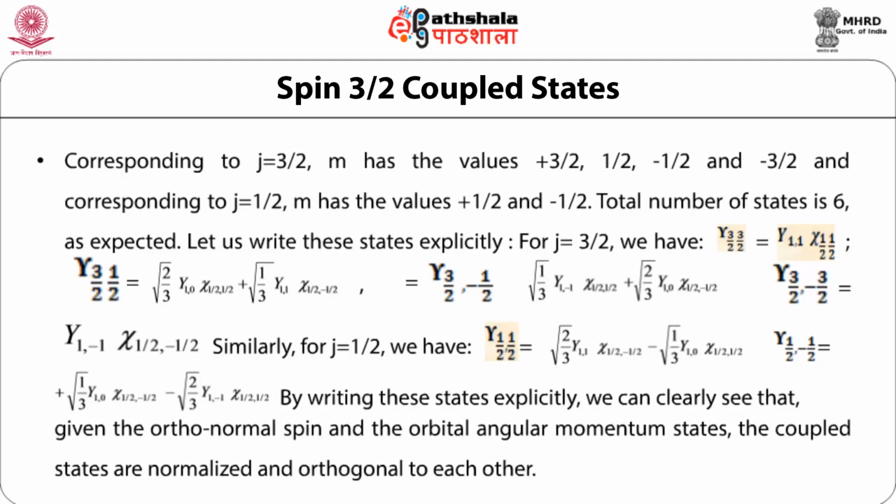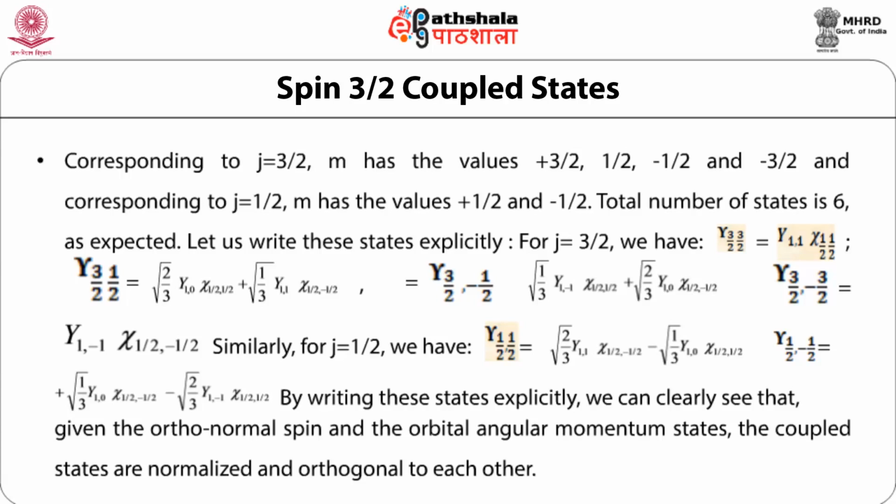So, in a similar manner, we can see that if the value of the total angular momentum J is equal to half, then the corresponding M values will be 2, which are given by M equal to plus half and M equal to minus half. Therefore, in all, one will have a total number of 6 states, 4 states corresponding to J equal to 3 by 2 and 2 states corresponding to J equal to half. Now, let us write these states explicitly.